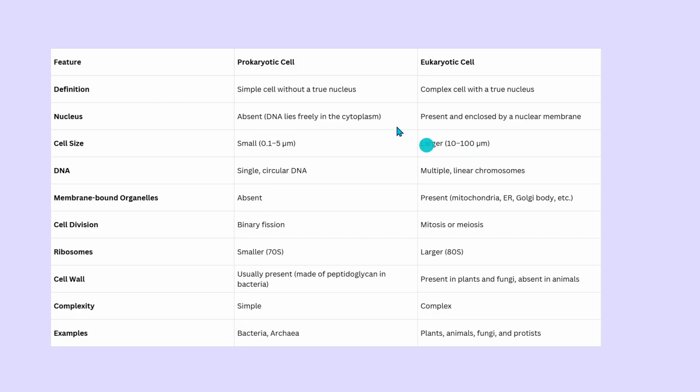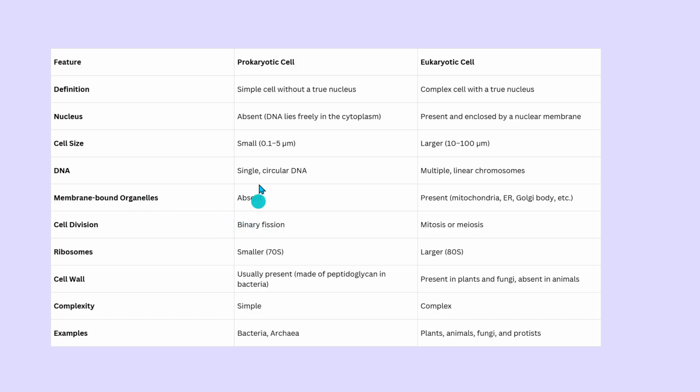Prokaryotes don't have a nucleus, while eukaryotes have a nucleus. Prokaryotes are very small in size, from 0.1 to 5 micrometers, and eukaryotes are larger, from 10 to 100 micrometers. The DNA in prokaryotes is freely present in the cytoplasm, and it is either single or double stranded. Sorry, circular. This is something that we'll learn in the higher classes. For now, remember that prokaryotes have DNA spread in the cytoplasm, and eukaryotes have DNA present in the nucleus, right?